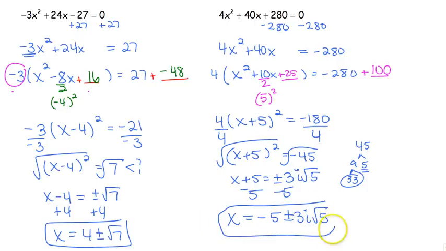Never forgetting that you actually have two answers there. One when you're adding the 3i root 5, and one when you're subtracting the 3i root 5. Alright, let's turn over to the back page.